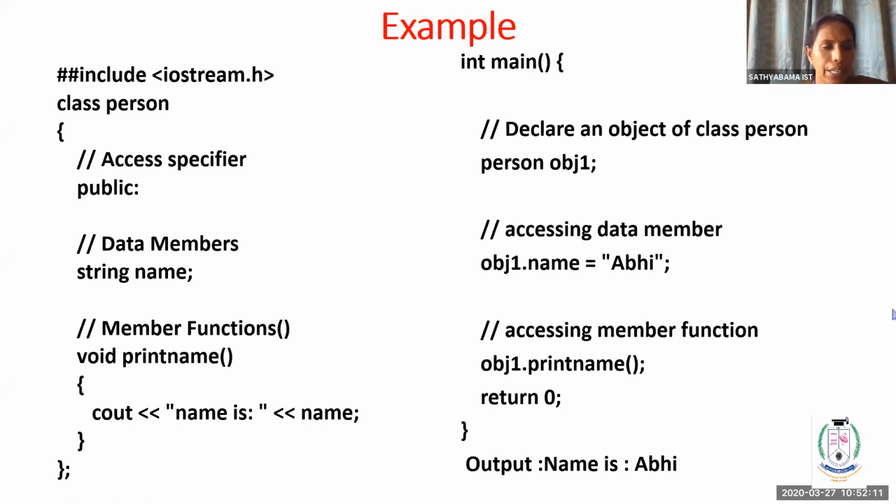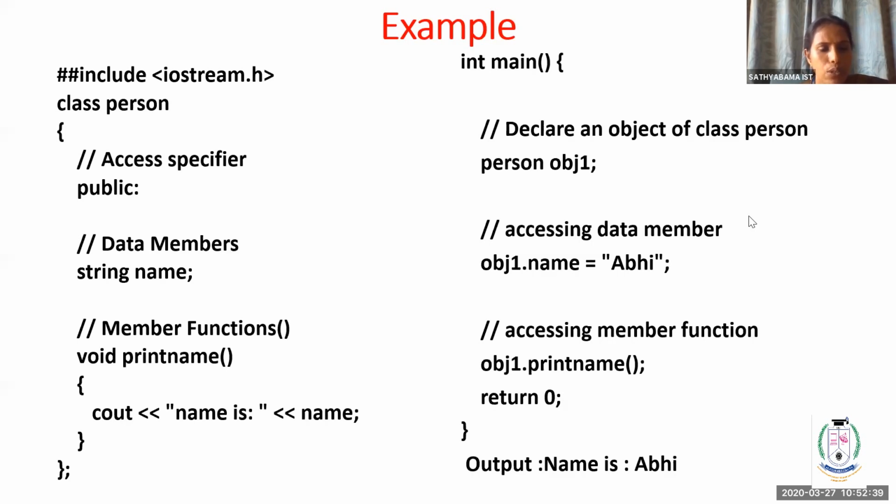Here we have created one class. The class name is called person. And inside the class, we already know that we can keep some data as well as some member functions. Here the data member is string name, declared under the public section. The member function is also under the public section only. Only one function is present in the class, called print name.